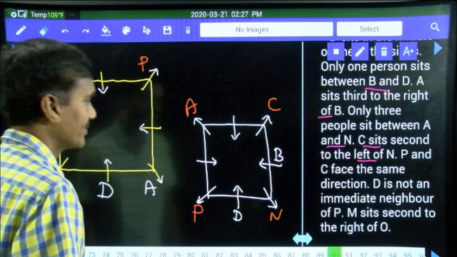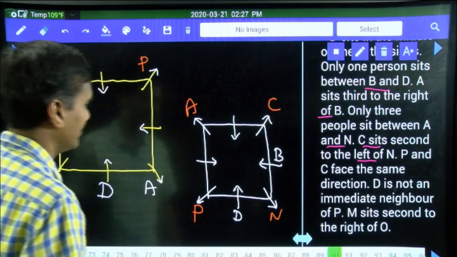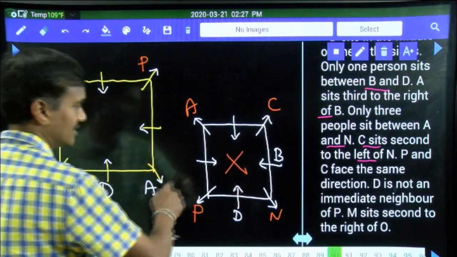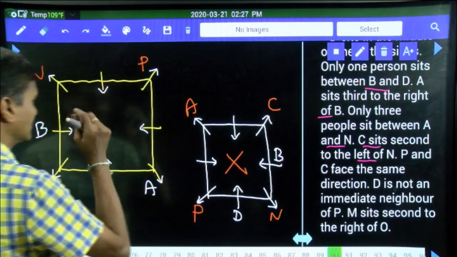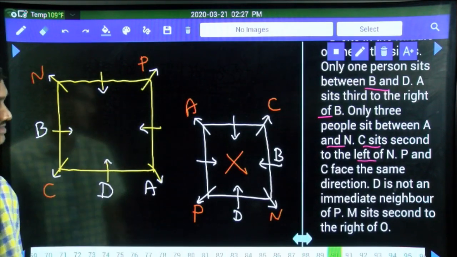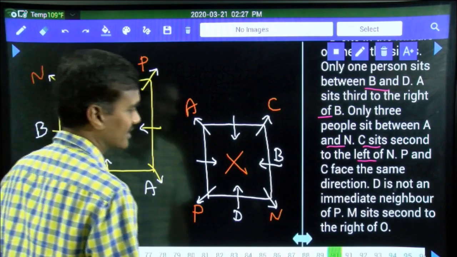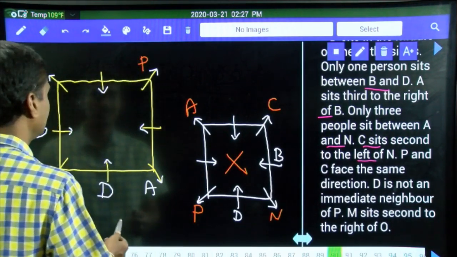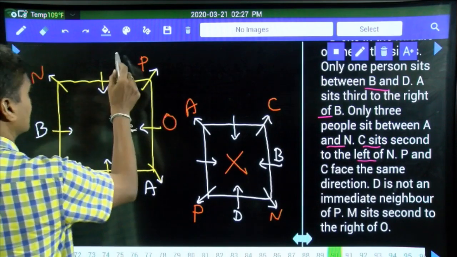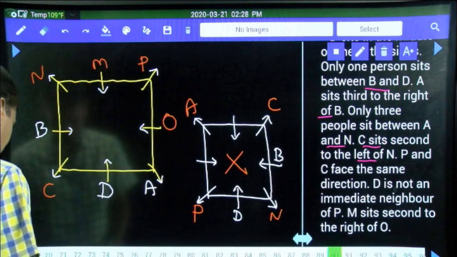D is not an immediate neighbor of P. Here D and P are adjacent, and this case is ruled out. Finally, we are left with this case. D is not an immediate neighbor of P. Yes, D and P are not adjacent. M sits second to the right of O. Then O is here, M is here. Now this is the final arrangement.